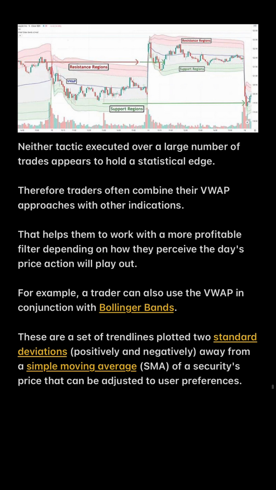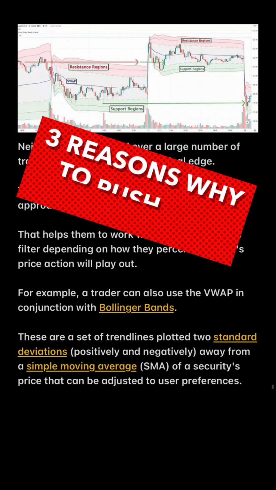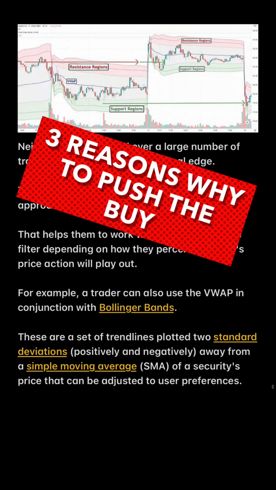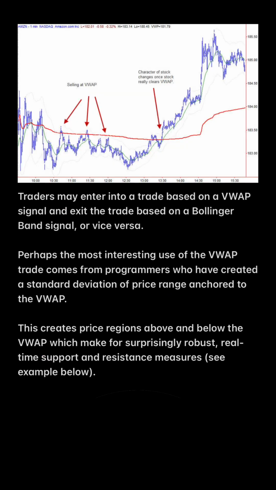These are a set of trend lines plotted 2 standard deviations positively and negatively away from a simple moving average of a security price that can be adjusted to suit preferences. Notice how we're combining the VWAP as a main indicator, utilizing it for confirmation with other indicators, essentially creating what I like to call 3 reasons why to push that buy. Now, traders may enter into a trade based on a VWAP signal and exit the trade based off a Bollinger band signal, or vice versa, or any other combination of indicators that they trust and are familiar with.